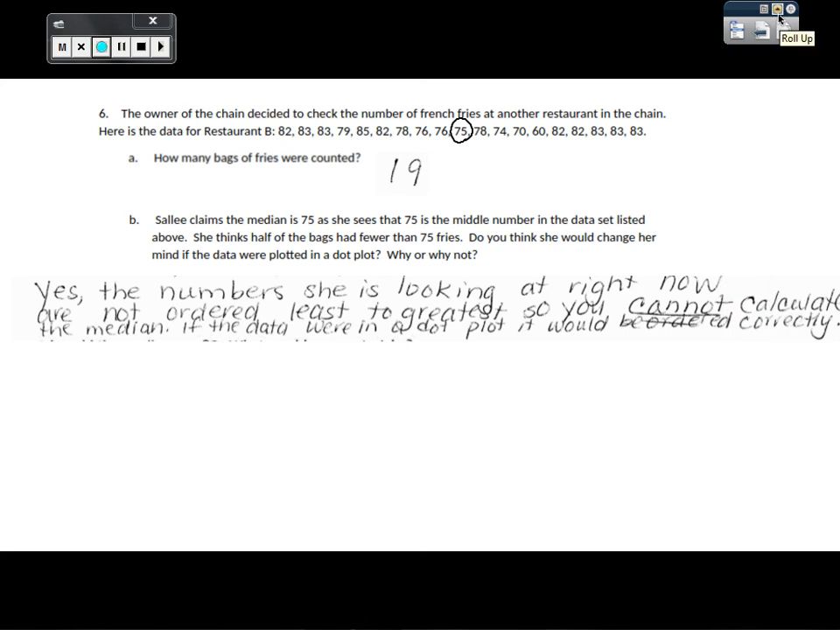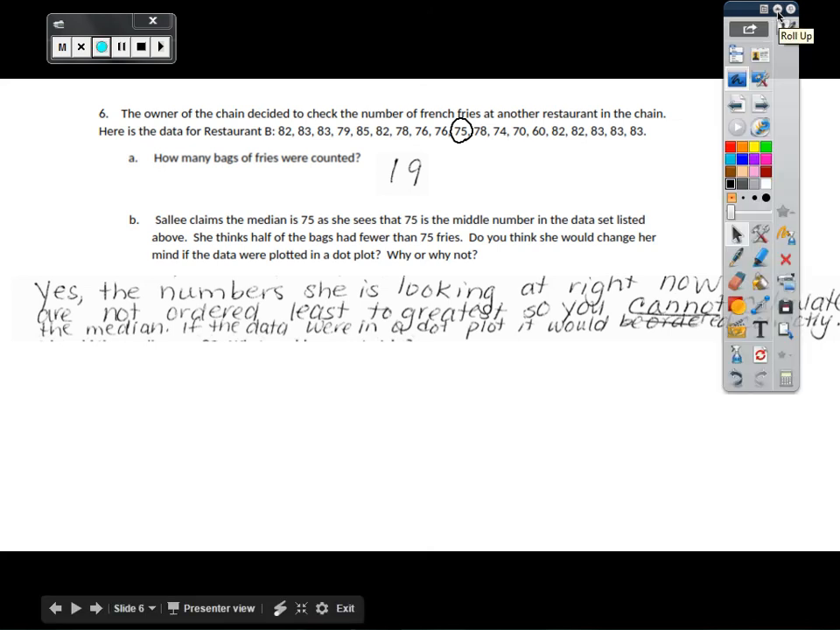Yes, the numbers she is looking at right now are not ordered least to greatest, so you cannot calculate the median. If the data were in a dot plot, it would be ordered correctly from least to greatest, so the dot plot would help her calculate the median. But she's wrong right now because she did not order these least to greatest.